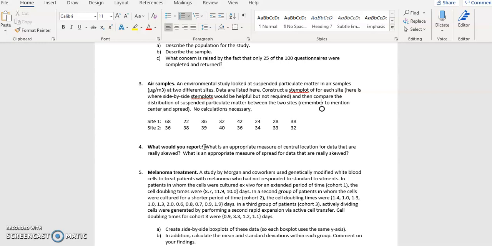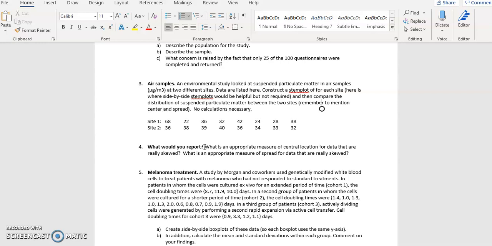The two questions you need to answer here are, what is an appropriate measure of central location for data that are really skewed? So just say, for data that are really skewed, the appropriate measure of central location is blank. The second part of number 4 is, what is an appropriate measure of spread for data that are really skewed? So you would have another sentence that says, for data that are really skewed, an appropriate measure of spread is blank. Make sure you answer both of those questions. And again, it has nothing to do with question 3.